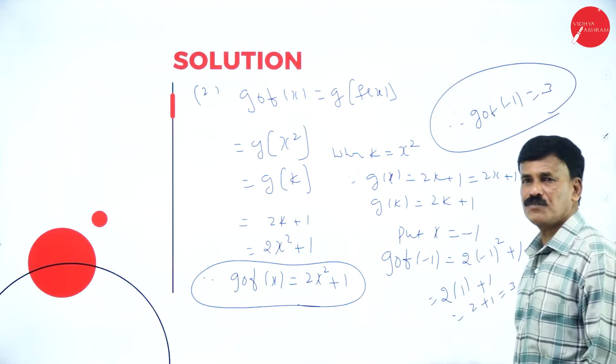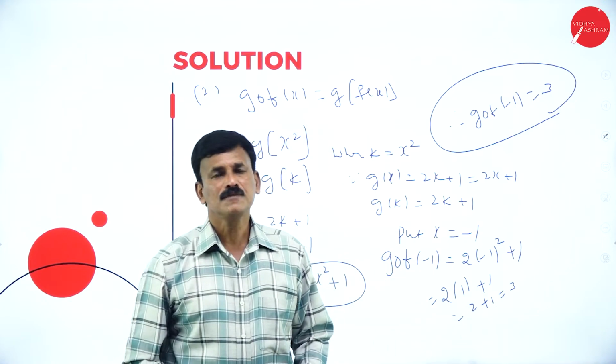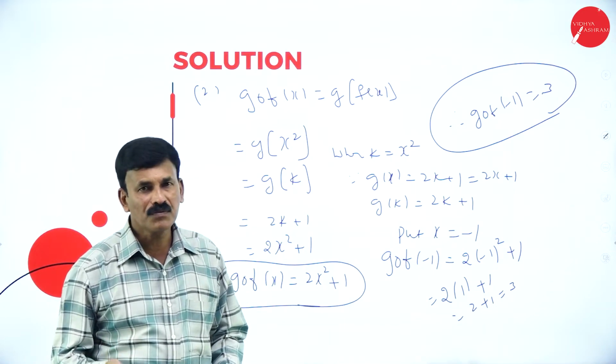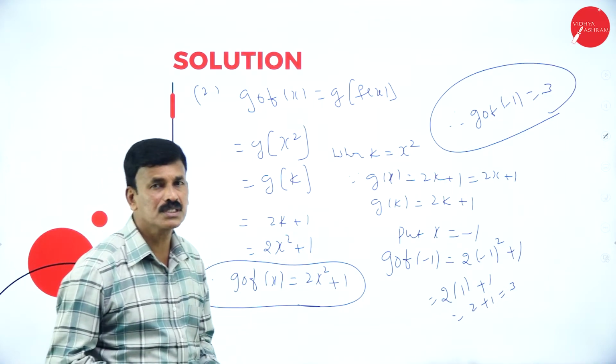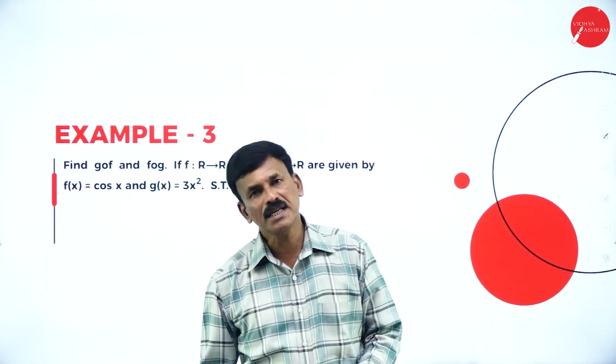That's it. This is how we are going to solve. So usually if you solve this type of problem, you may get 5 or 7 marks for this type of problems. Very important and sure questions. Hope you followed. Now let us come to the next problem.